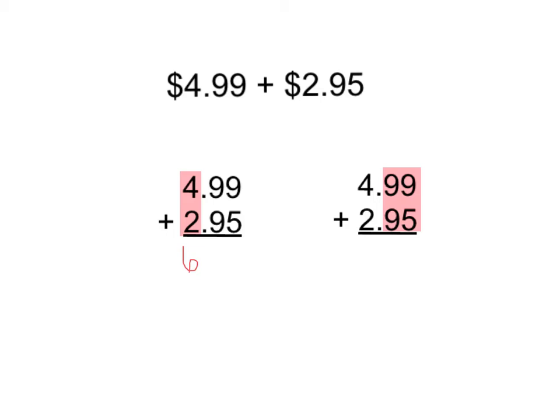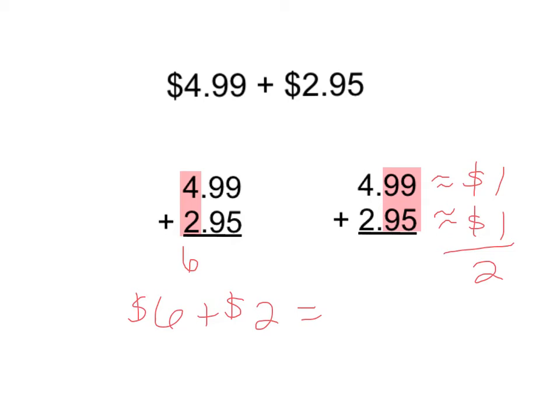Then we're going to do estimation for the change, or the decimal places. So 99 is close to $1, and 95 is also close to $1. So we're going to estimate that those will be about $2 more. So then $6 plus $2 gives us a front-end estimation of $8.